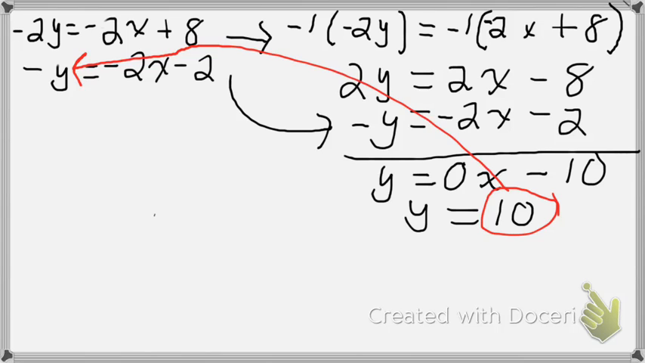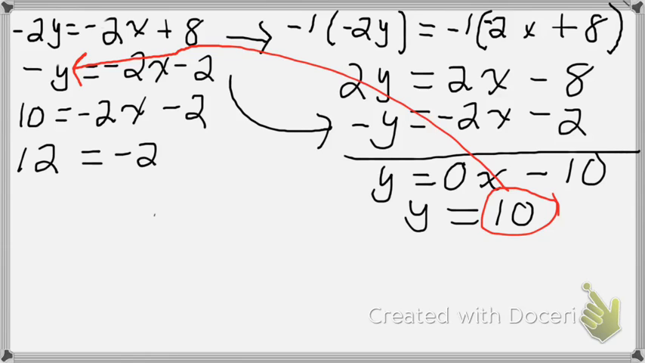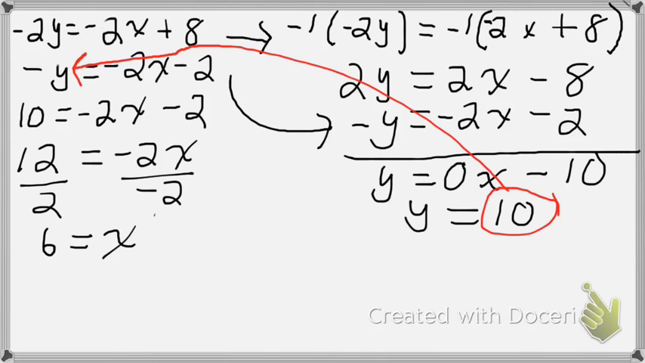Well, in my case, I substituted 10 into the second equation, and that gave me 10 equals negative 2x minus 2. And if I add 2 to both sides of the equation, I get 12 equals negative 2x. If I divide both sides of this equation by negative 2, then lo and behold, I get x is equal to 6. So the solution to the system of equations is x equals 6 and y equals 10.